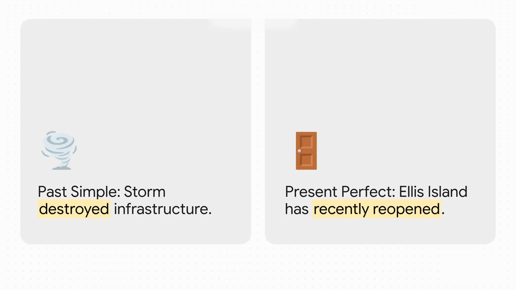Take the past simple tense. Hurricane Sandy destroyed the infrastructure. We use the past simple here because that storm was an isolated, totally closed event in the past. It happened, it ended, boom, past simple. But compare that to the present perfect tense. Ellis Island has recently reopened. Why the change in tense? Well, because the action of reopening happened in the recent past, sure, but its effect, the fact that the doors are literally open to visitors right now, is directly connected to our current, present moment.